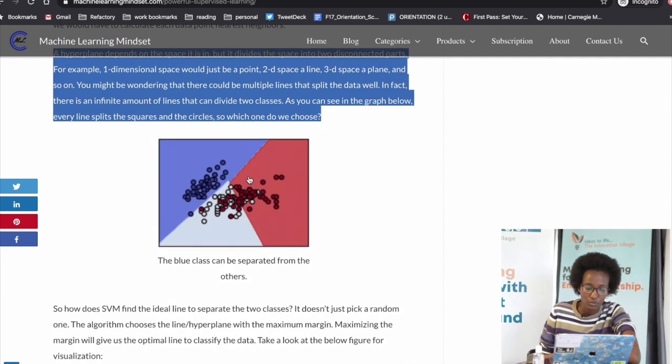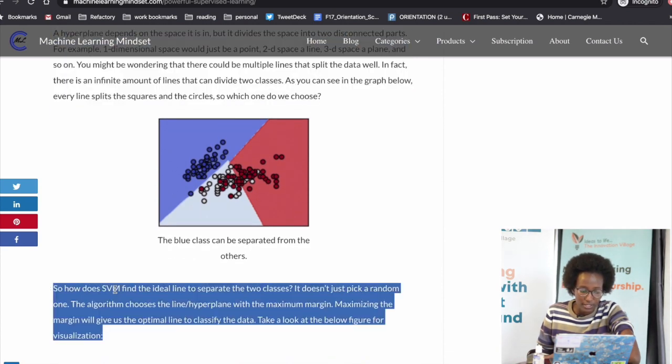Yeah, so like you can see here, this line splits the blue and the red, and then there's just this line, then there's this line, then there's this line. The blue class can be separated from the others. Okay, then there's also the white one, which can be separated using this line between the red and the white.